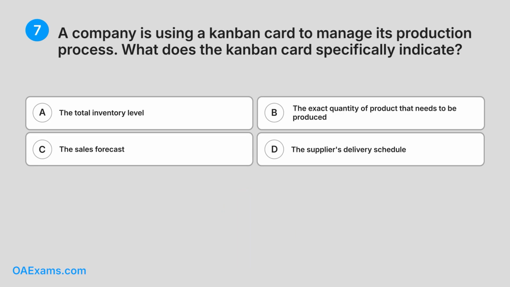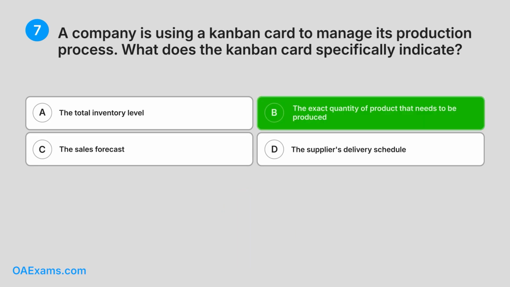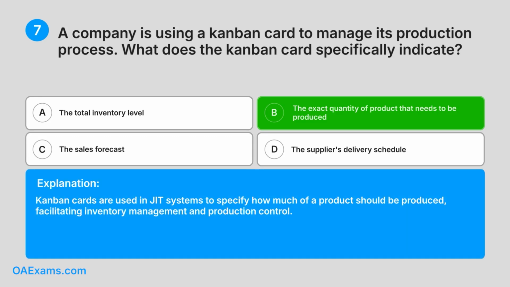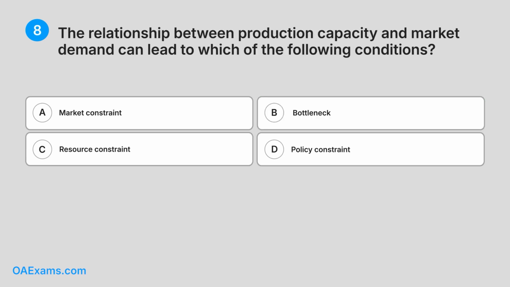Correct answer. B. The exact quantity of product that needs to be produced. Explanation. Kanban cards are used in JIT systems to specify how much of a product should be produced, facilitating inventory management and production control. 8. The relationship between production capacity and market demand can lead to which of the following conditions?